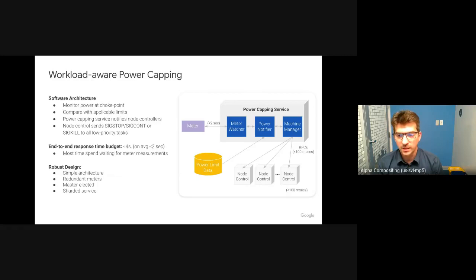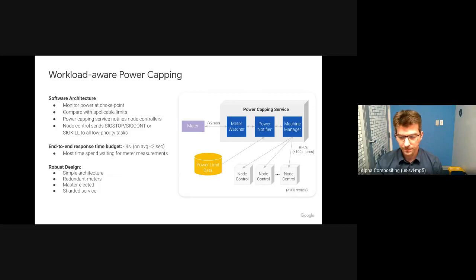The overall end-to-end response of our system is on average less than 2 seconds, and most of the time is spent waiting for the meter to update its network card with a new power measurement. Robustness is of paramount importance here. Therefore, the power capping service reads from redundant meters, has master elected replicas, and is partitioned into shards.